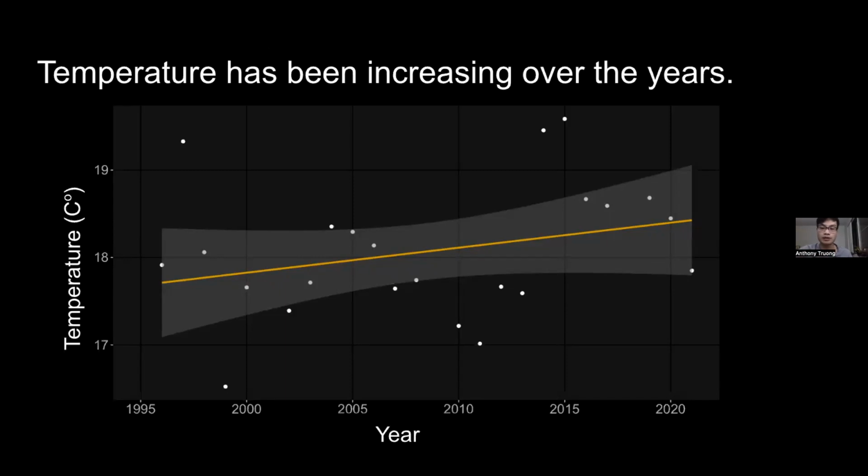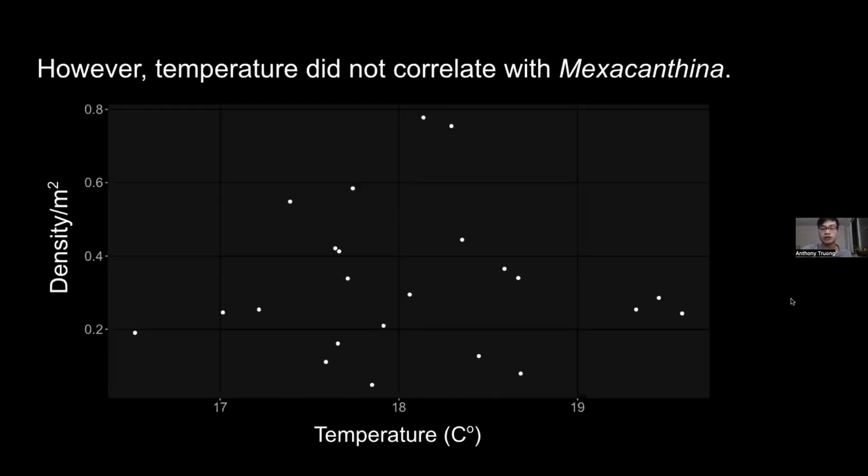However, as you might remember from the previous graph, the Mexican thyna change over time wasn't a very linear one. So when we plot it against temperature on the x-axis and density on the y-axis, we don't really see much of a correlation. That does go a bit against our initial hypotheses, but I'll talk more on that in just a moment.